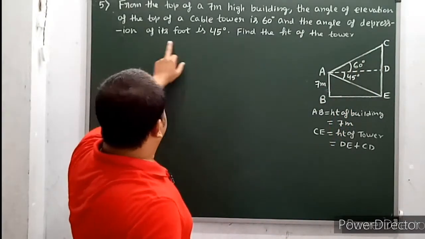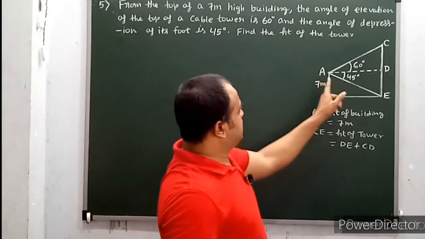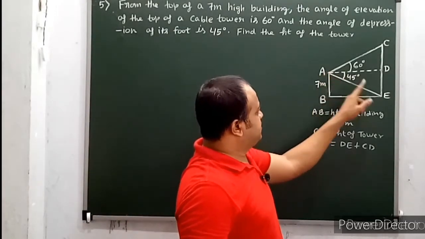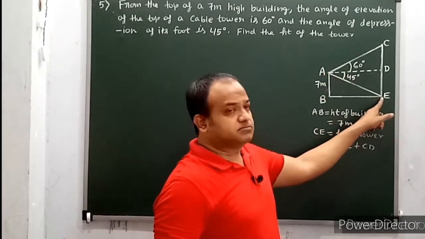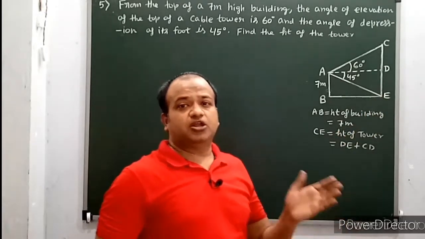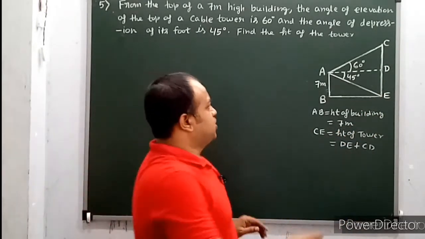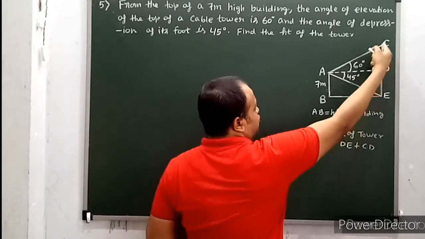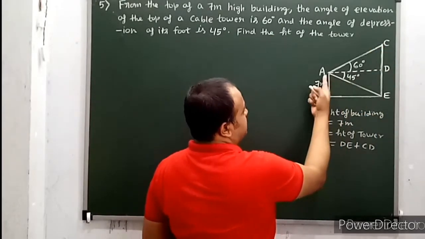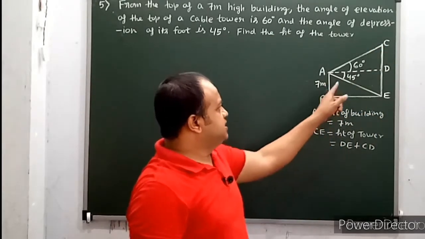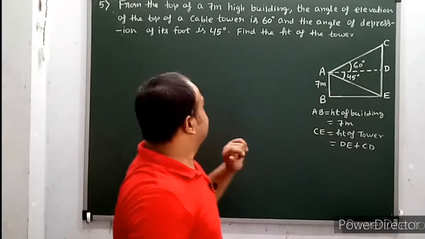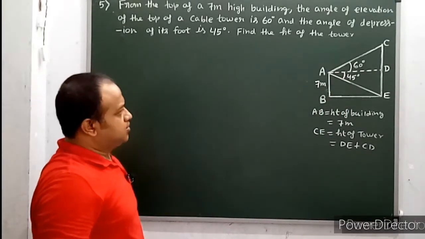And the angle of depression of its foot. Now, when we are looking from point A to the foot of the tower, that is at E, then angle of depression comes into play. So, angle of depression of the foot of the tower CE from the top of the building A is 45 degree. Find the height of the tower.